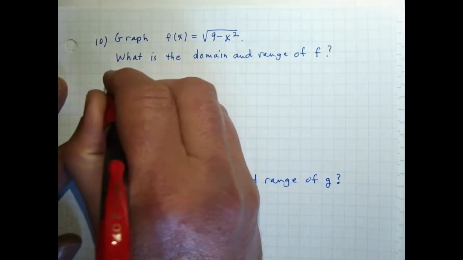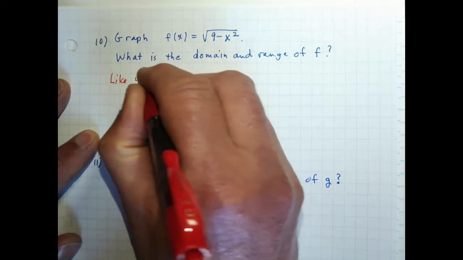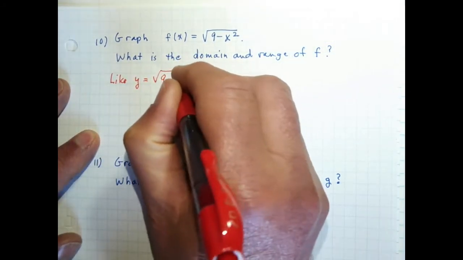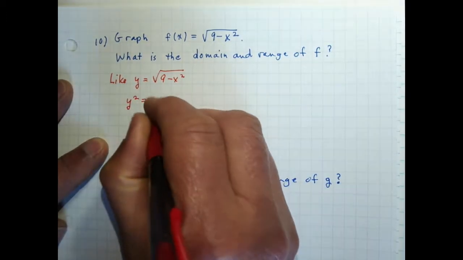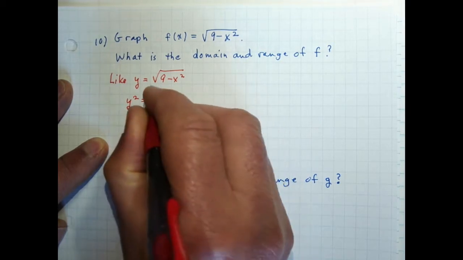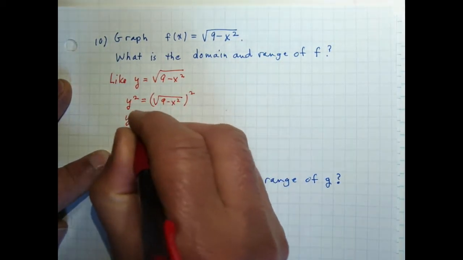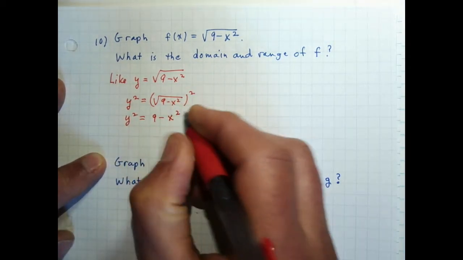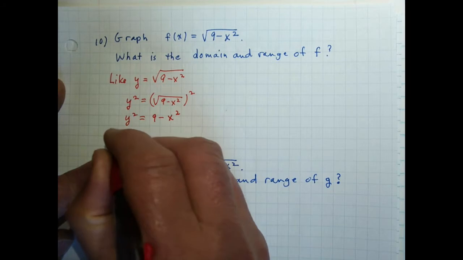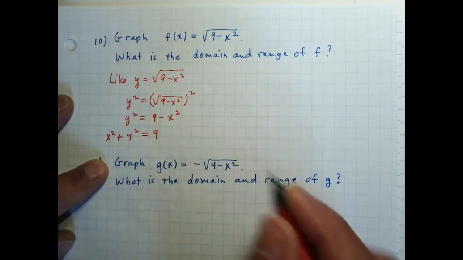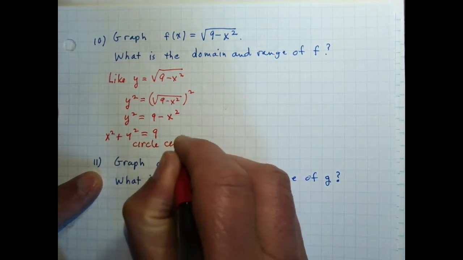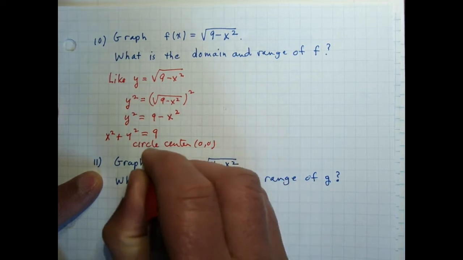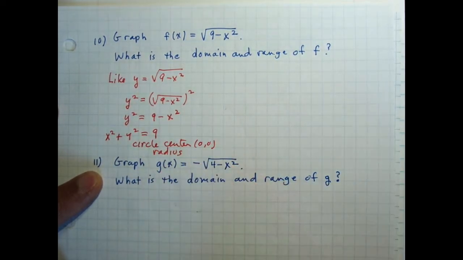This is like y equals the square root of 9 minus x squared. If you square both sides, y squared equals the square root of 9 minus x squared squared, or y squared equals 9 minus x squared. Add x squared to both sides, I get x squared plus y squared equals 9. So that's a circle with center at 0, 0 at the origin, of radius, we have to take the square root of 9, so radius 3.